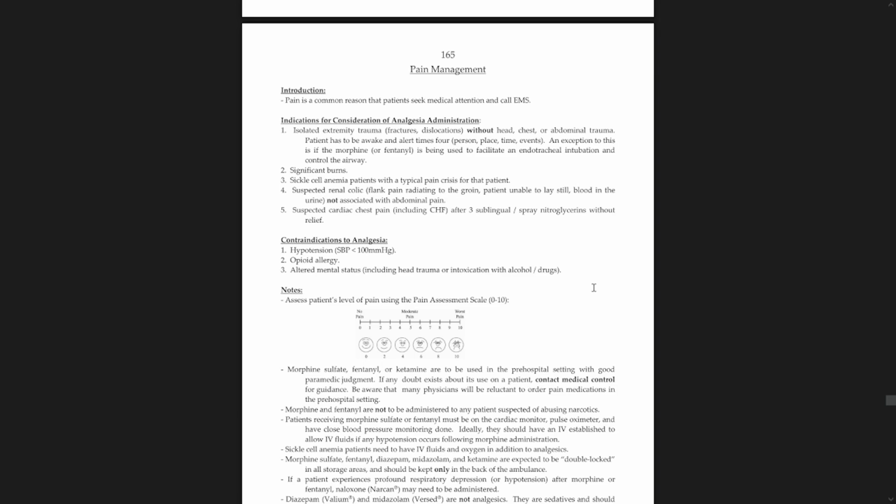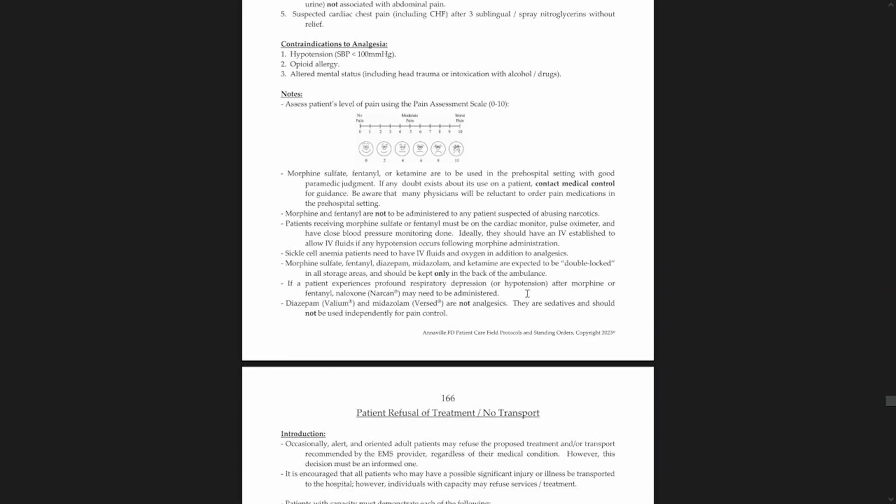Suspected cardiac chest pain, including CHF or congestive heart failure, after 3 sublingual sprays of nitroglycerin without relief. The contraindications for analgesia are hypotension, which is a blood pressure less than 100 for the top number, opioid allergies, and an altered mental status, including head trauma or intoxication with alcohol or drugs. Note: assess the patient's level of pain using the pain assessment scale from 0 to 10.